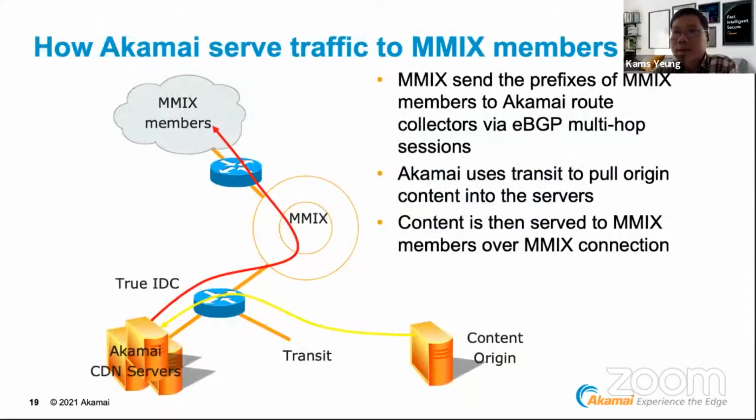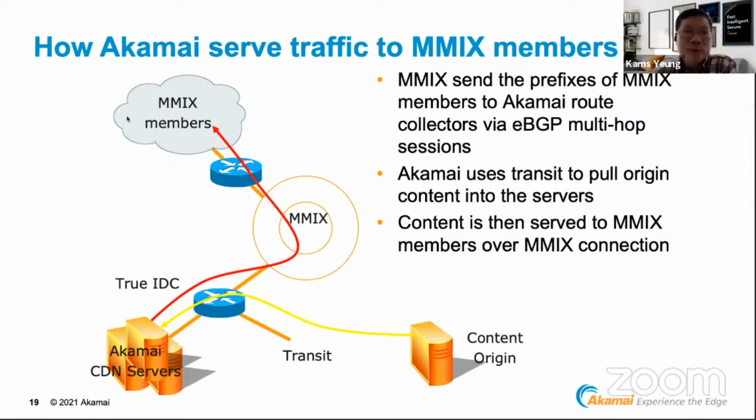Yeah, and this is a very simple way that we deliver traffic to the MMIX members. We have the cache server in the IDC, and this node has two links. One connects to MMIX, of course, the IX link, and from there we have peering with all the MMIX members or with the route server. We have another link through transit that allows us to fetch the original content from our customer. So this is a very high level of traffic flow.